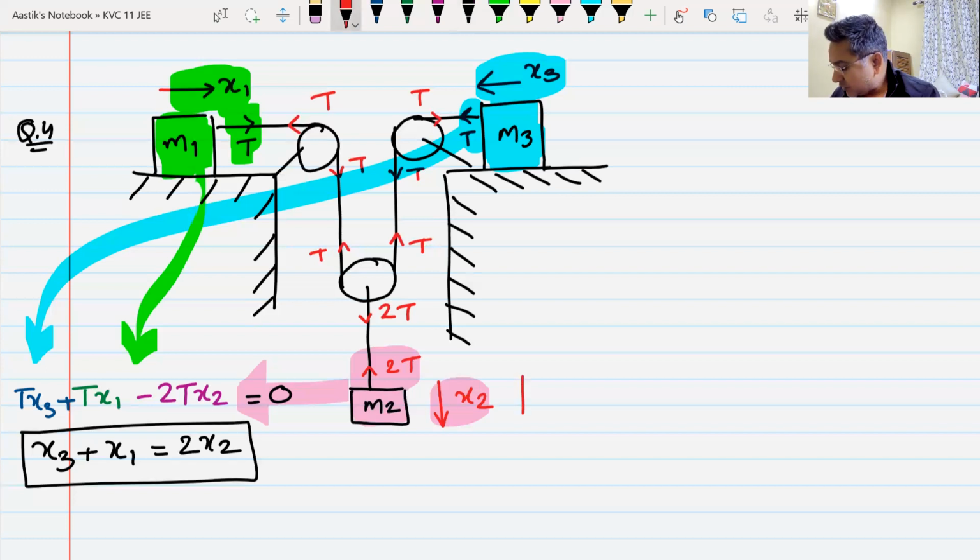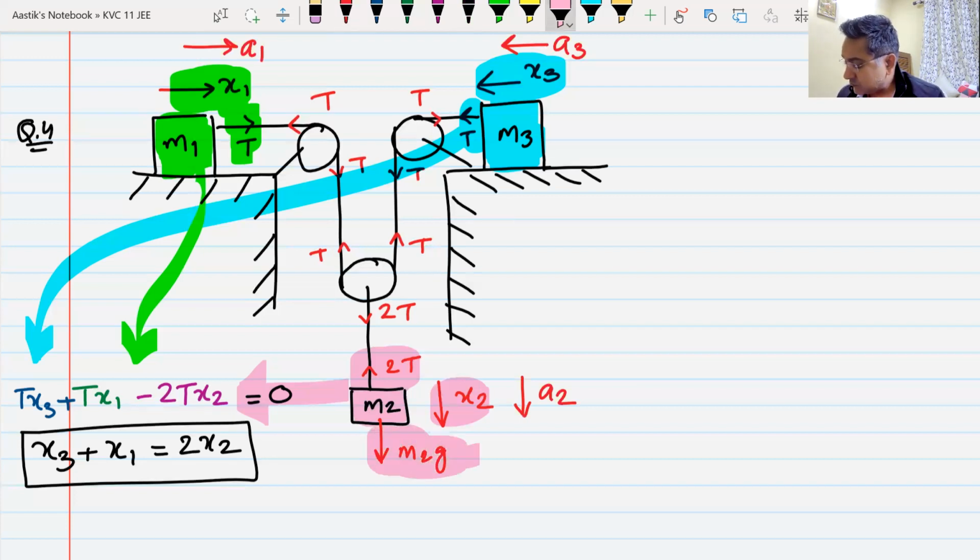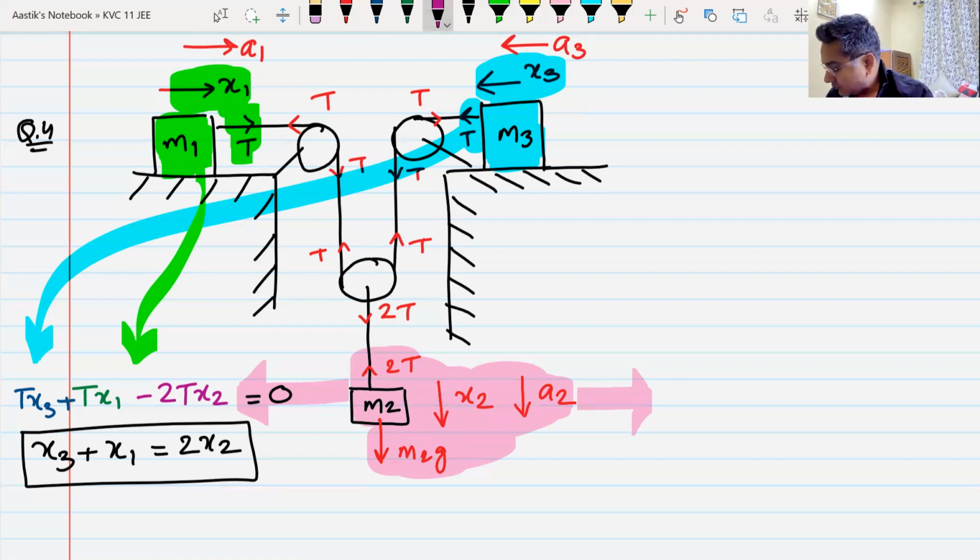Nothing. Let me call this acceleration as A2. Let me call this acceleration as A1. And let me call this acceleration as A3. Now I make the pink equation. Before making the pink equation, I have to draw the free body diagram. This is M2G. Look at the pink stuff and tell me what is the equation of the pink block. M2G minus 2T is equal to M2 2A.